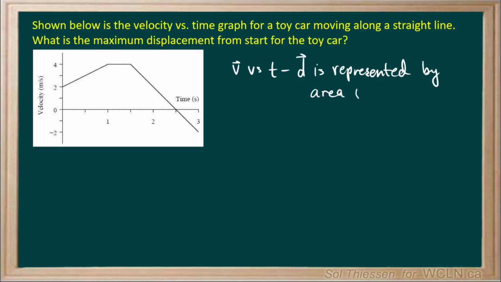area under the curve, or more accurately, the area bounded between the graph and the x-axis. So in this case, the displacement of the toy car for the first 2.5 seconds is entirely positive, as represented by this positive area.